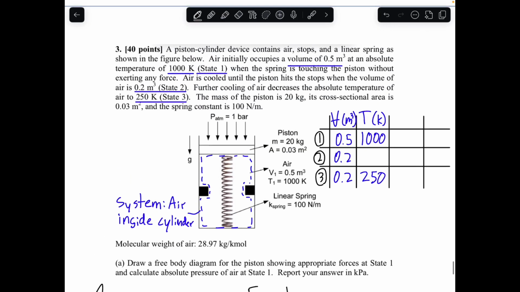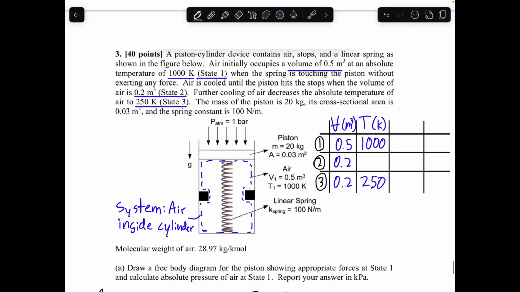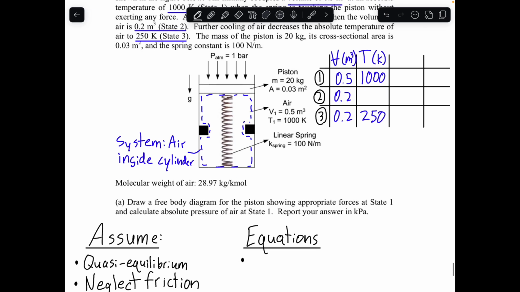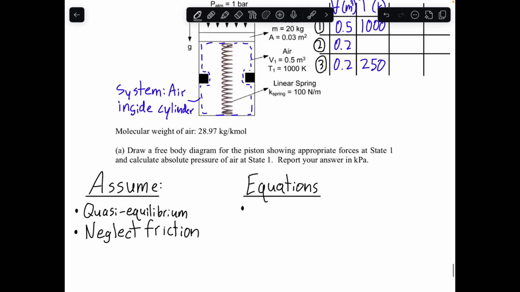And then for last one we had some sort of water substance, but for this one it tells us that we have air inside the cylinder. So pretty much anytime we have air, we're going to want to assume that air is an ideal gas, which will allow us to use the different equations and relationships that we have for ideal gases. So since we're given air inside the cylinder this time, I'm going to assume that air is an ideal gas.